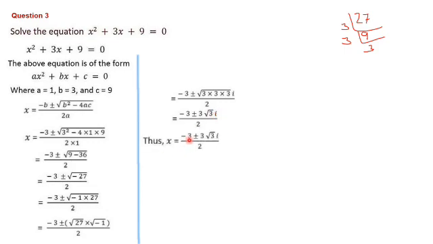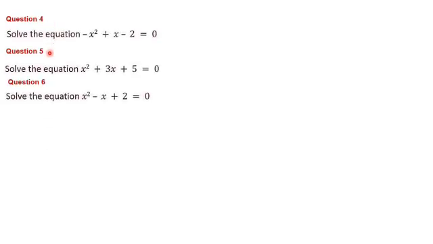Therefore x is equal to minus 3 plus or minus 3 root 3 into i divided by 2. This is the solution. Next there are 3 questions, question number 4, 5 and 6. These 3 questions you will do as homework.